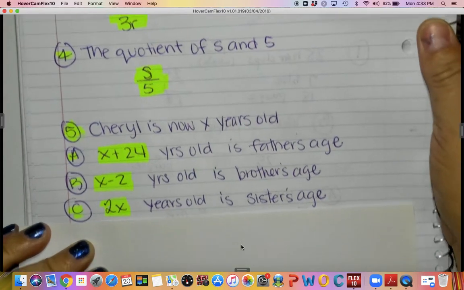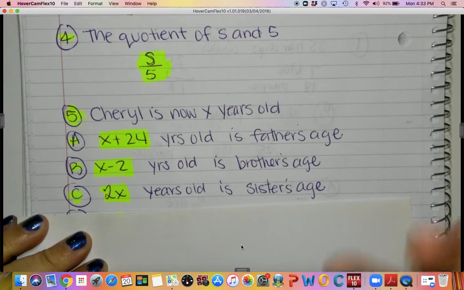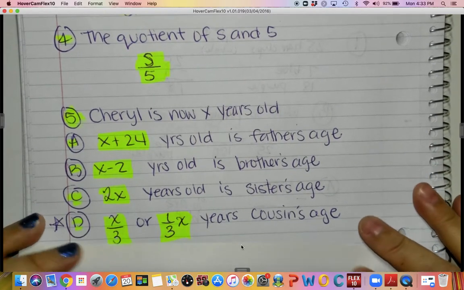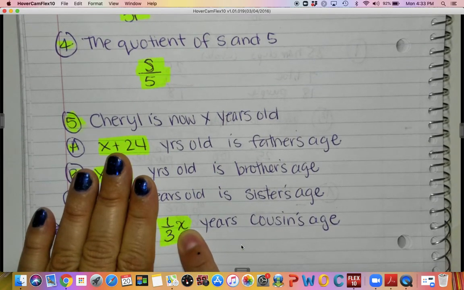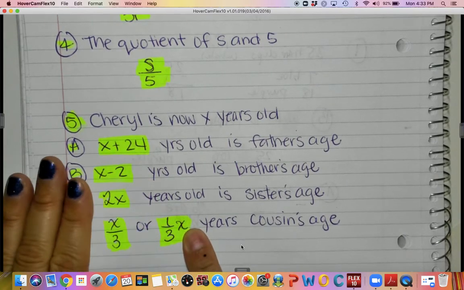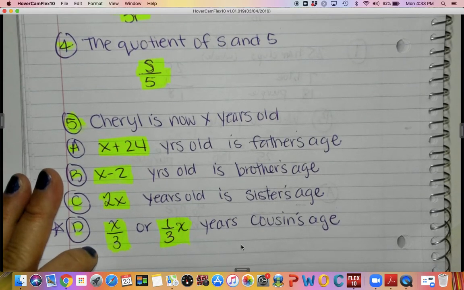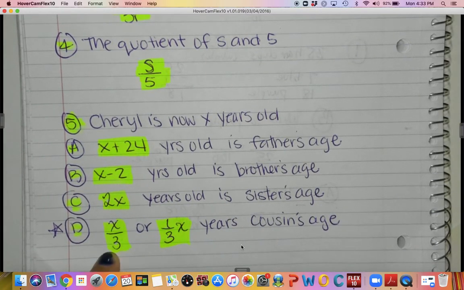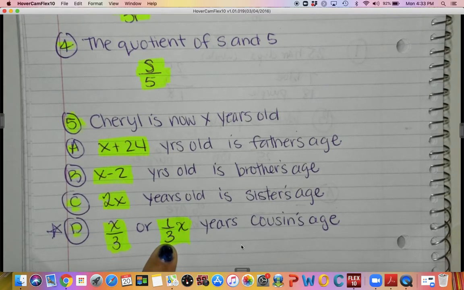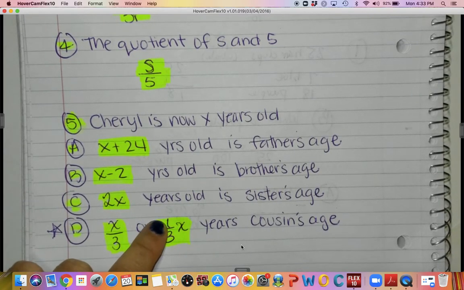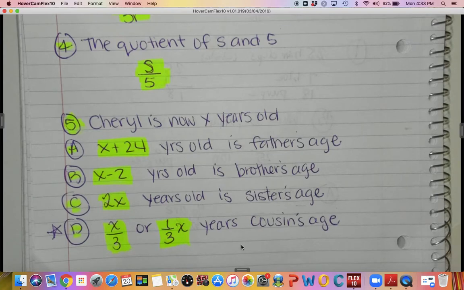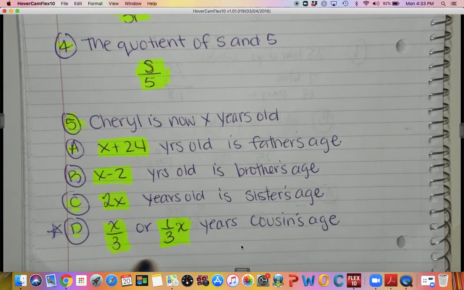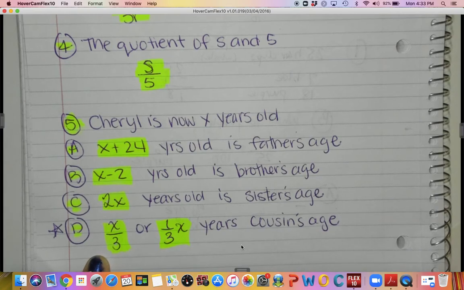And then D was a little bit tricky, and there's two possible ways that you can do it. You can write her cousin is 1/3 of Cheryl's age, 1/3 times x, but 1/3 times x is the same as saying x over 3. These are both correct ways. Because here we're assuming the 1 goes with the x, so it's like 1x divided by 3. Reciprocal here comes into place for those of you who know that word, reciprocal.